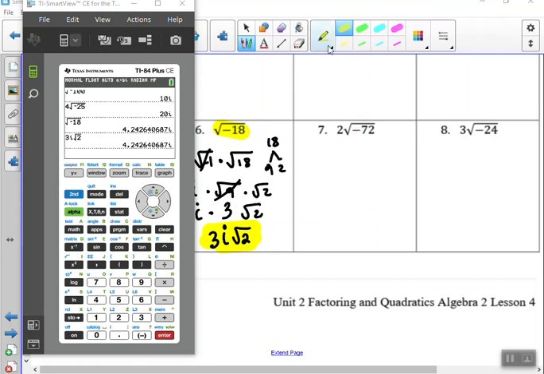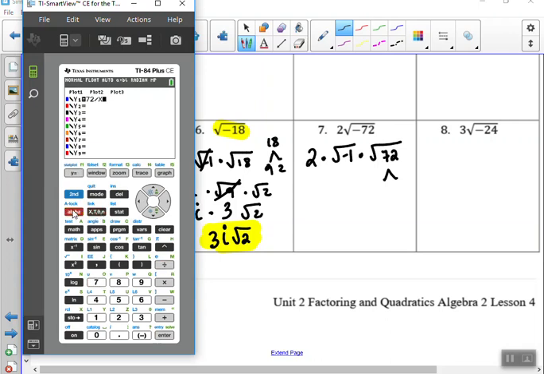Number 8. For number 7, I have 2, I'm going to leave that alone, multiplied by square root of negative 1 times square root of 72. I have to break down 72, so let me look up the factors.